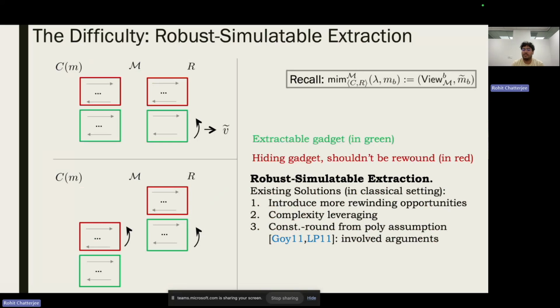You can do complexity leveraging, which means that you just use different layers of security of your cryptographic primitives to enable things. And this will give you basically the thing that you want. But of course, the challenge is doing this in the post-quantum setting.